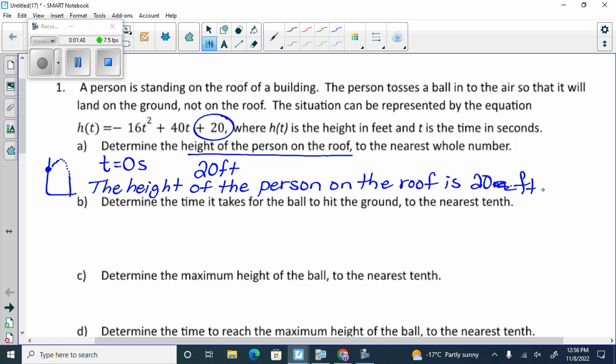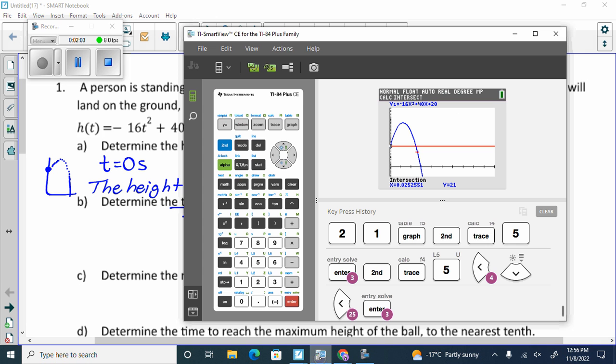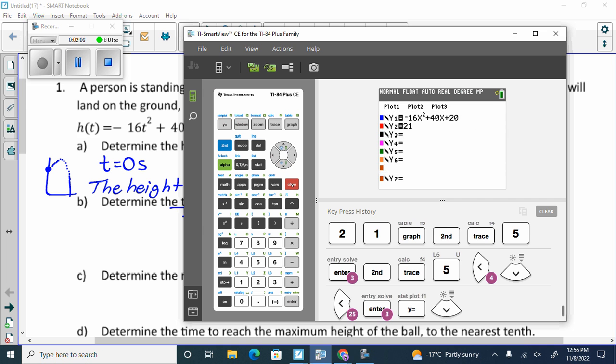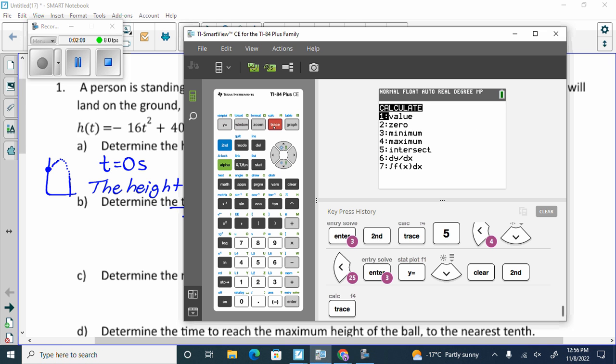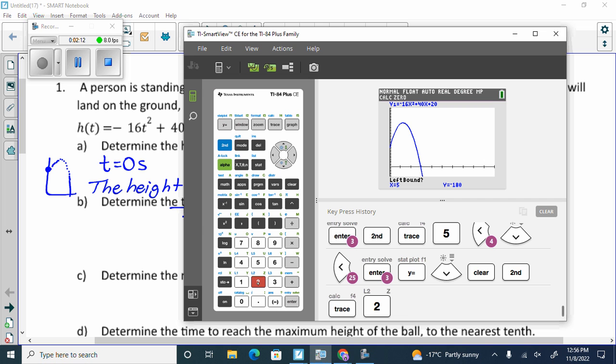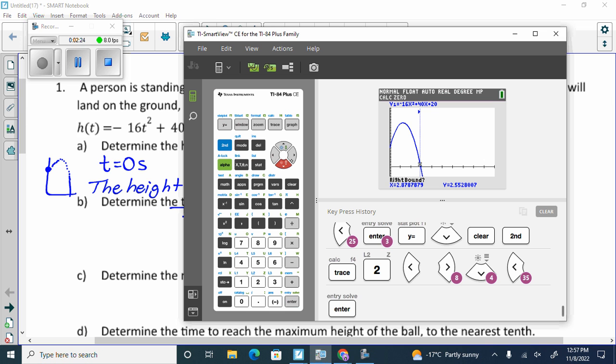Okay. Then it says determine the time it takes for the ball to hit the ground. When I say hit the ground, I'm asking you to find the x-intercept. So we would go to our calculator and we would go second trace number 2. And then I go left bound, right bound. Enter. And you get 2.9 seconds.